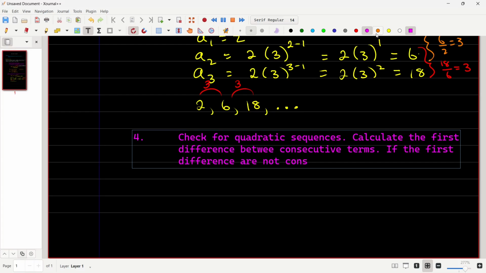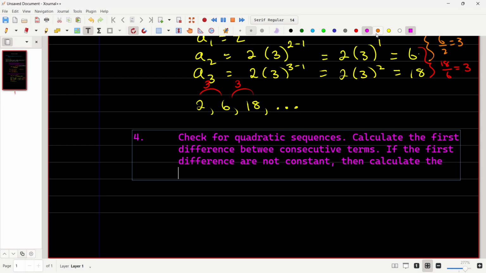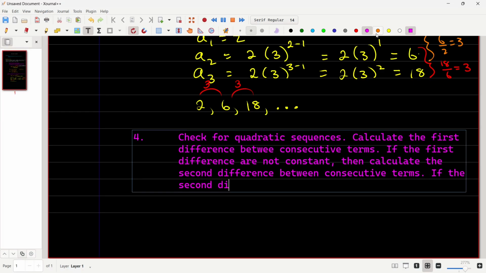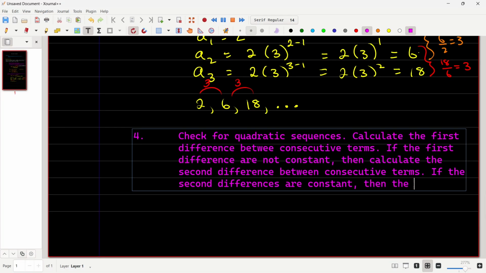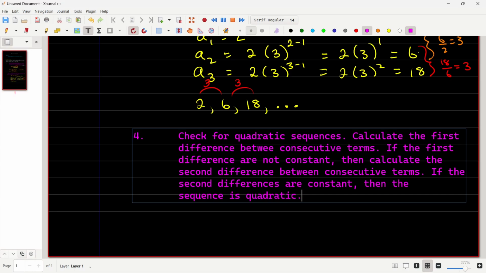If the first differences are not constant, then calculate the second difference between consecutive terms. If the second differences are constant, then the sequence is quadratic.